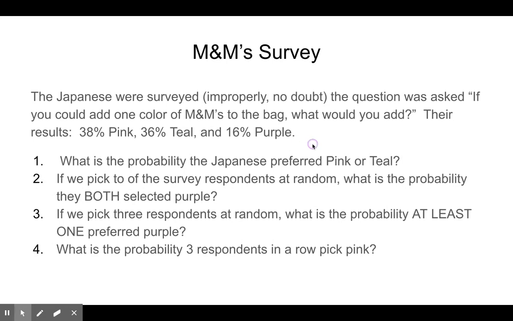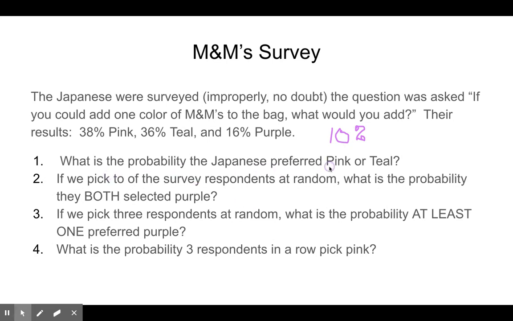If you're like me, the first thing I always do is add these up and ask, is this all 100%? 38, 74, 90, that's 90%. So that means there's 10% missing that I don't know what happened. Maybe it's some other color that people were choosing, or maybe they just didn't answer, or I don't know. Okay, so there is 10% missing here. I just always keep that in mind.